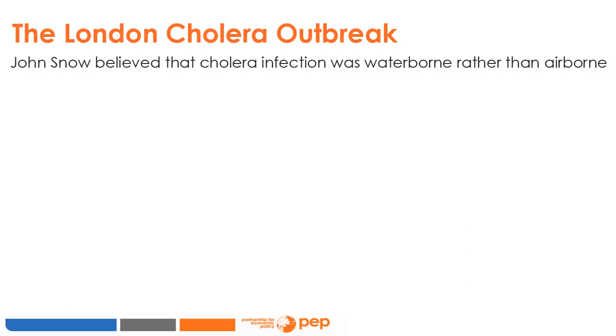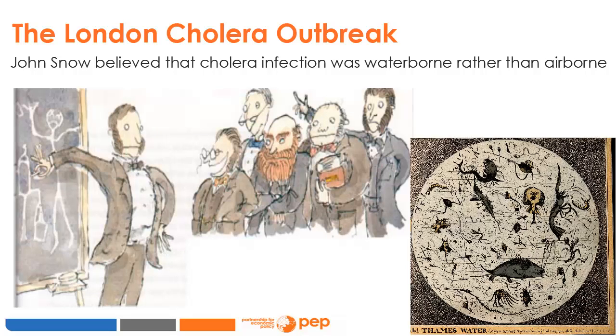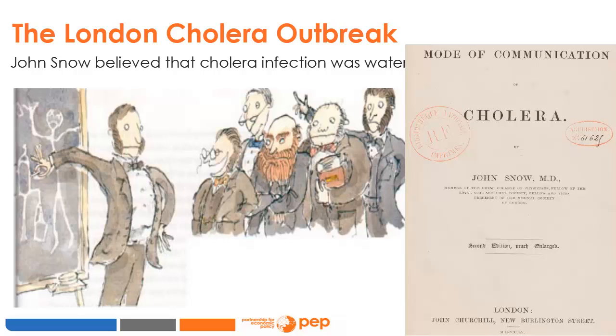John Snow was sceptical of the miasma theory. He believed that cholera infection was waterborne rather than airborne. Today, we know that cholera can indeed spread via water infected with a bacterium. However, in John Snow's time, this was a controversial hypothesis. His theory, published in 1849, arguably received the very first "You know nothing, John Snow" from the medical establishment.